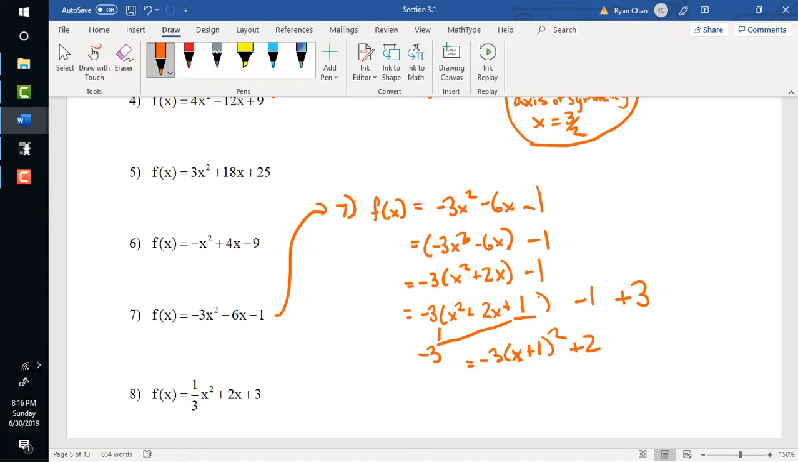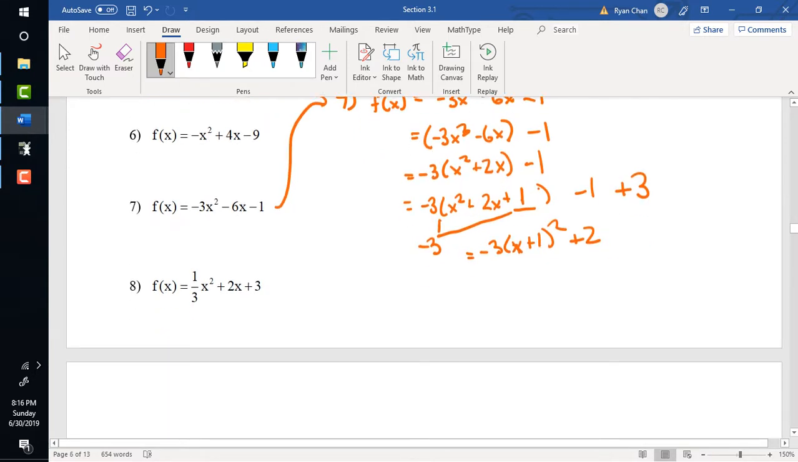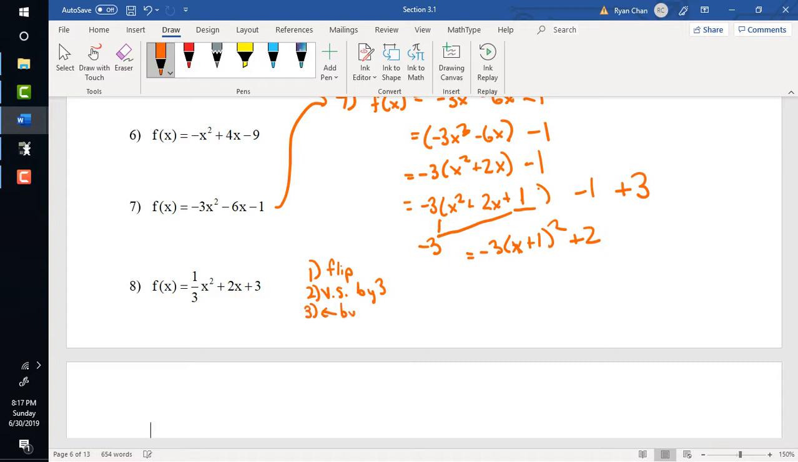How does this one look? It's going to look like the following. My transformations are a flip, a vertical stretch by 3. Okay, remember the negative has nothing to do with the vertical stretch. The negative is a flip, and then a 3 is a vertical stretch. So there's 2 transformations within that number in front. Okay, going to the left by 1, and then up by 2.